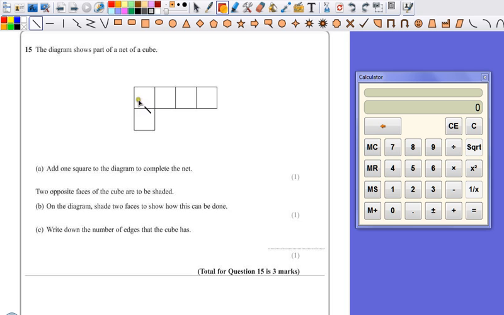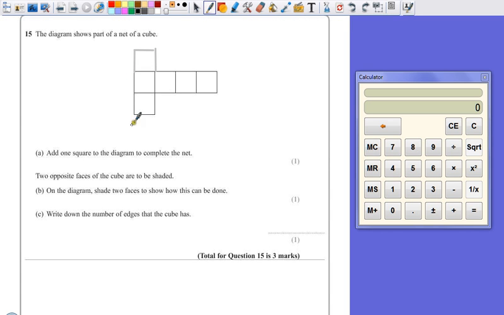Now, if we look at this and imagine how it's going to fold over, these 4 squares in a row could make the top side, bottom side. So that'll be fine. This one could fold up to make the front, so my other square has to go somewhere on this side. Imagine that will now fold up to make the back part of the cube.